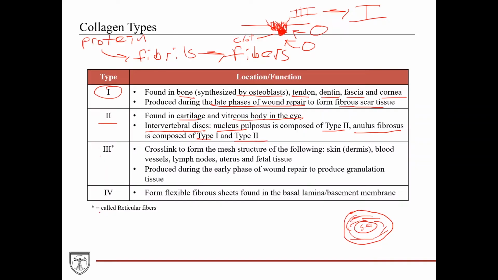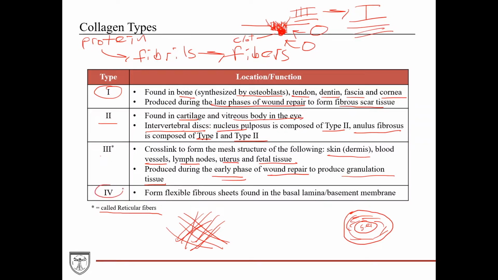Type 3, as we say here with the star, is also called reticular fibers. And these, again, cross-link like this. These fibers will come together and cross-link to form a scaffold or a mesh structure. And they form in a lot of different areas: the skin, mainly the dermis, blood vessels, lymph nodes, the uterus, and fetal tissue as well. They're also, as we said, produced during the early phase of wound repair to produce what's called granulation tissue. So that framework that's laid down first is called granulation tissue, composed of type 3, and then on top of that you form the fibrous scar tissue, which is composed of type 1.